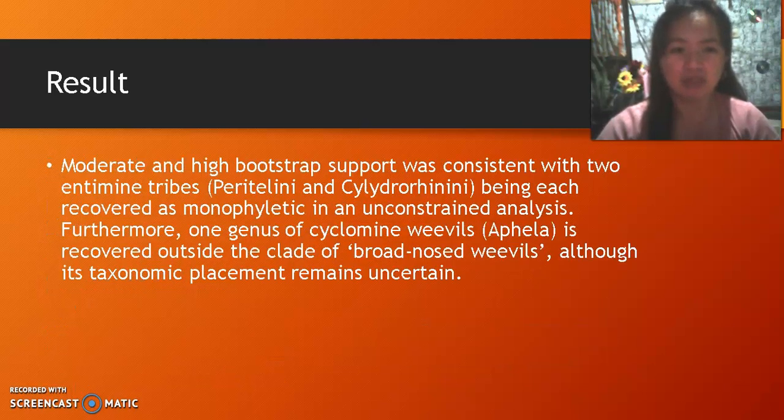For the results, moderate and high bootstrap support was consistent with two Entimine tribes, each being recovered as monophyletic in an unconstrained analysis. Furthermore, one genus of cyclomine weevils called Aphela is recovered outside the clade of broad-nosed weevils, although its taxonomic placement remains uncertain.